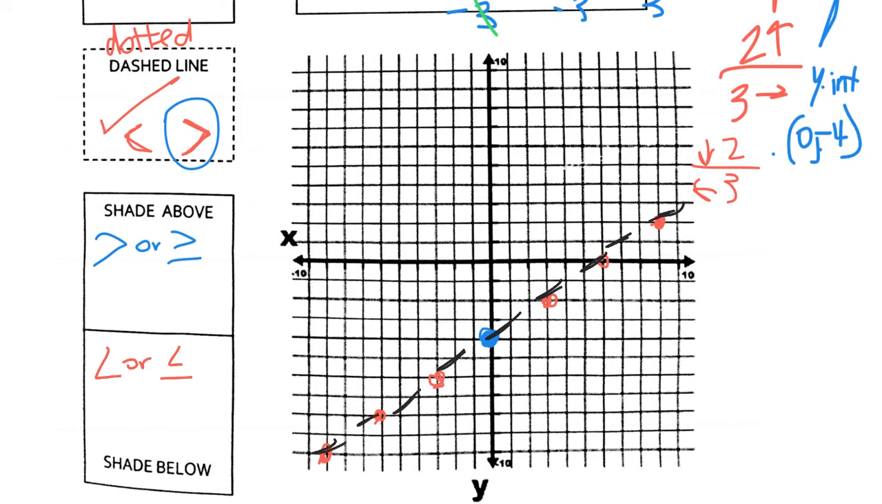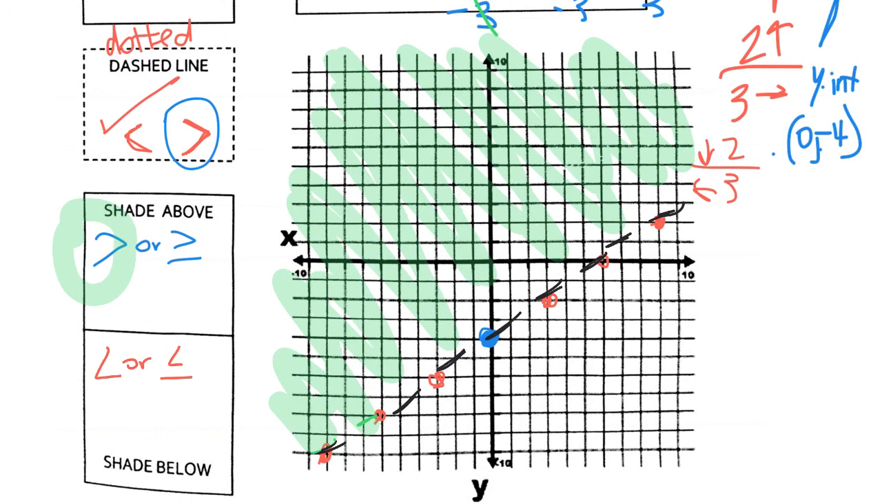It's not like a smart board. I don't have a straight ruler that I can use on this application, unfortunately, so my line's not super straight. However, now we have to figure out our shading. This was my inequality symbol, so I'm going to shade above. That means all of this green shaded area is my solution set.